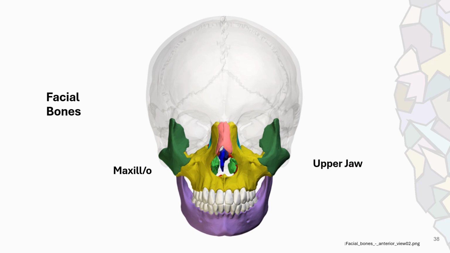The maxilla or the maxillo is the upper jaw, and it is in yellow here. So if you look at the upper teeth, and it actually comes up and around almost to the nasal bone, just on the inside of the eye, that whole bone that is there in yellow is the maxilla, the root term, maxillo.